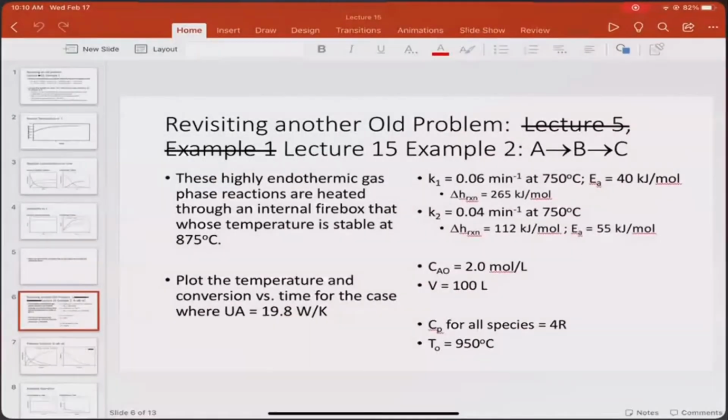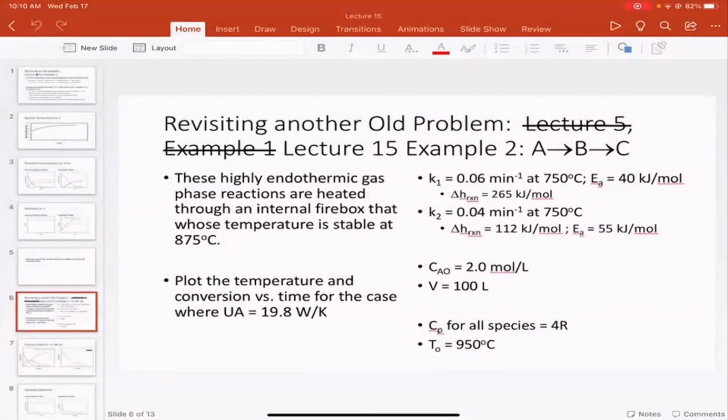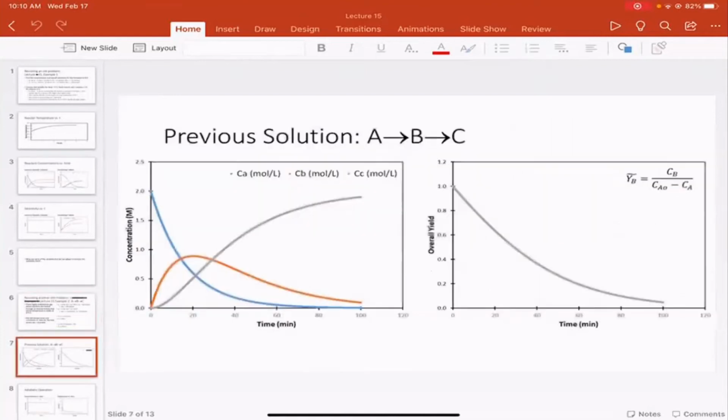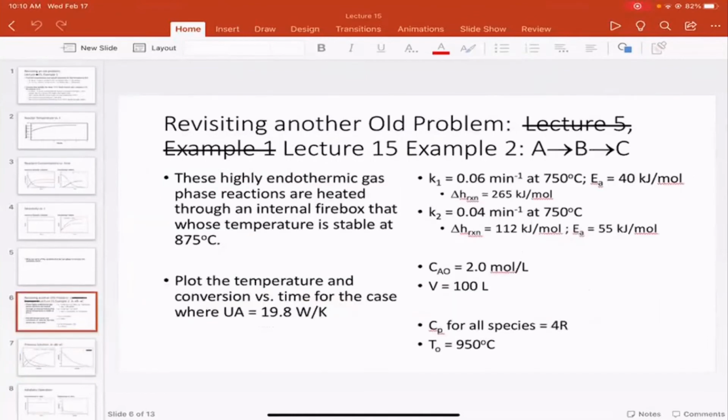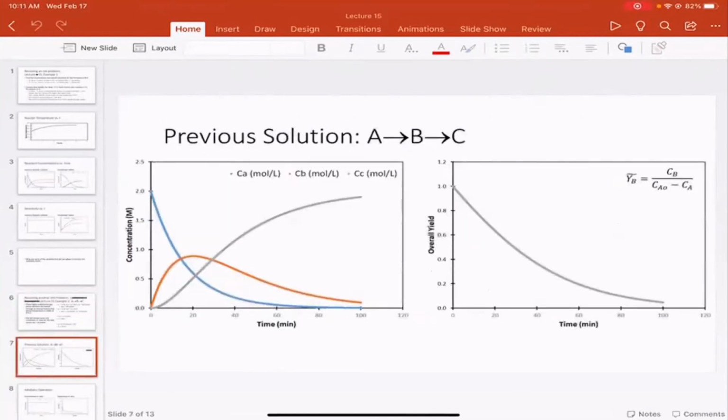Okay. So we're heated. That gas is approximately at constant temperature, which is 875 degrees C. We have our value for our area times our heat transfer coefficient. We have the initial concentration of A. We know the volume of our batch reactor. We're given a constant heat capacity for all of the species, and we're given the initial temperature here. So let's have a look at, first of all, our original solution where A goes to B, isothermally, with these reaction rate constants of 0.06 and 0.04.